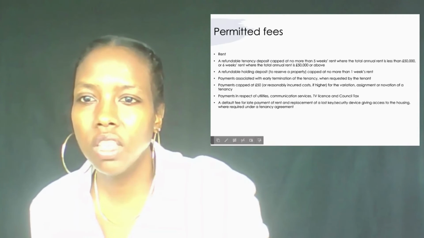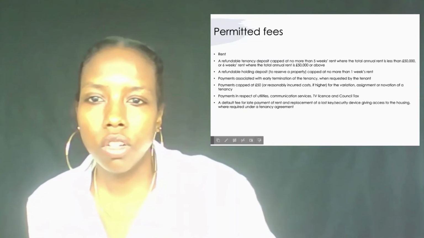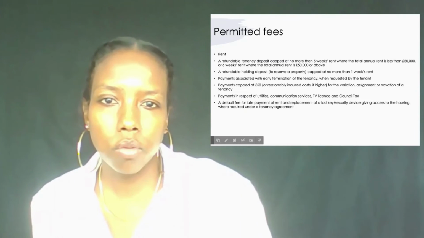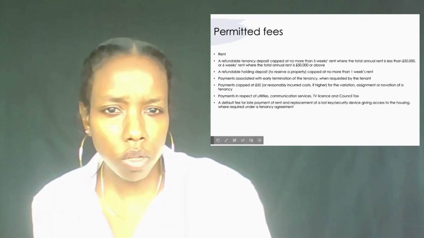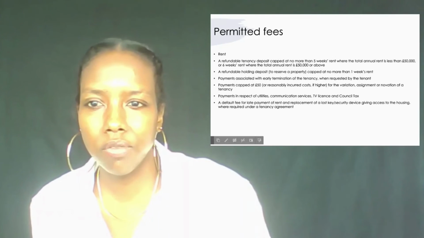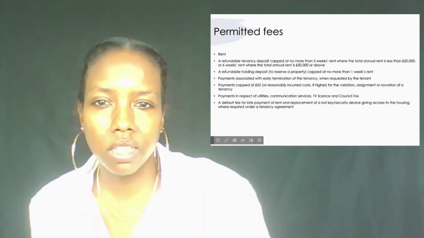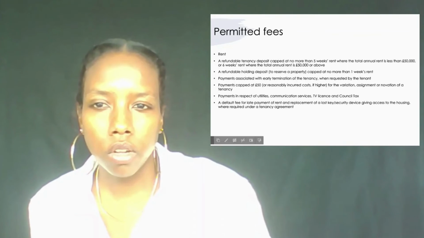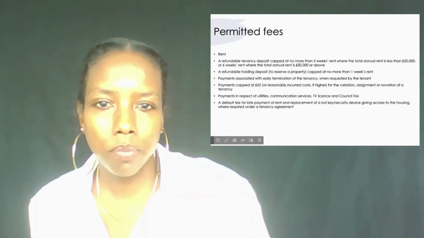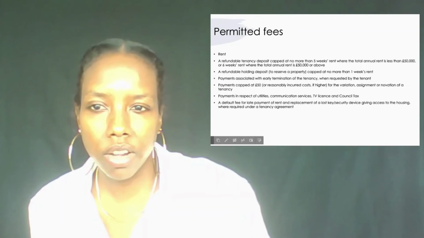Permitted fees: rent; a refundable tenancy deposit capped at no more than 5 weeks' rent where the total annual rent is less than £50,000, or 6 weeks' rent where the total annual rent is £50,000 or above. Refundable holding deposit capped at no more than 1 week's rent.